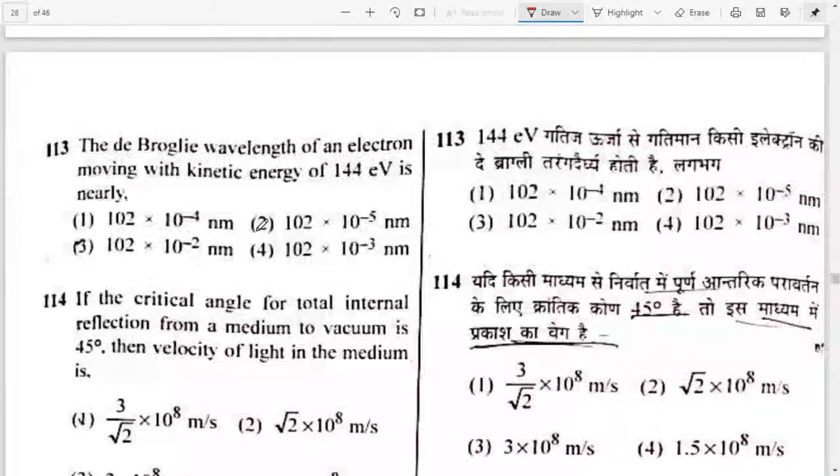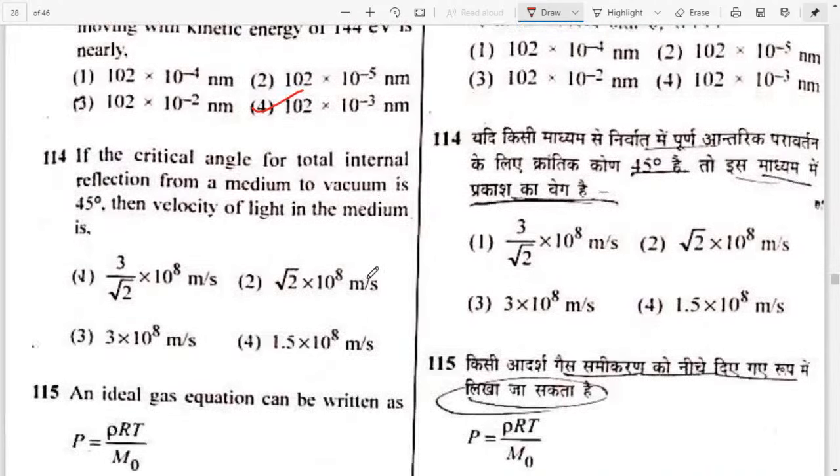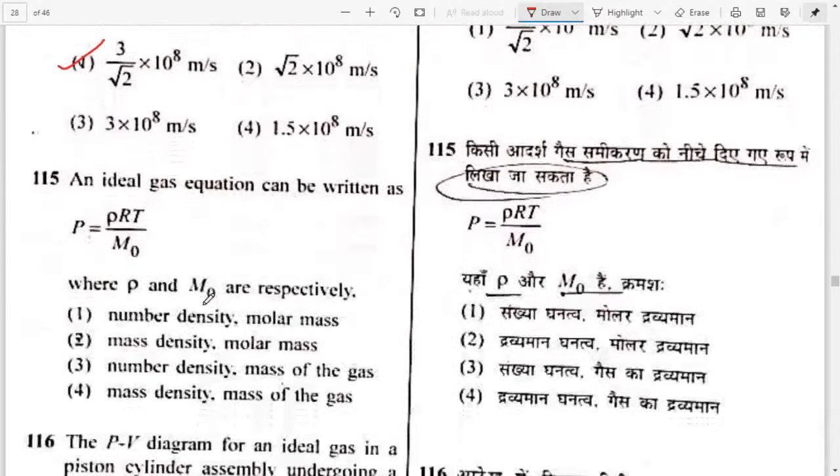Next, question number 113. The de Broglie wavelength of an electron moving with kinetic energy of 144 electron volts is nearly option number 4, 102 into 10 to the power of minus 3 nanometers. 114. If the critical angle for total internal reflection from a medium to vacuum is 45 degrees, then the velocity of light in the medium is 3 by root 2 into 10 to the power of 8 meters per second. So option number 1 is the correct option, students.